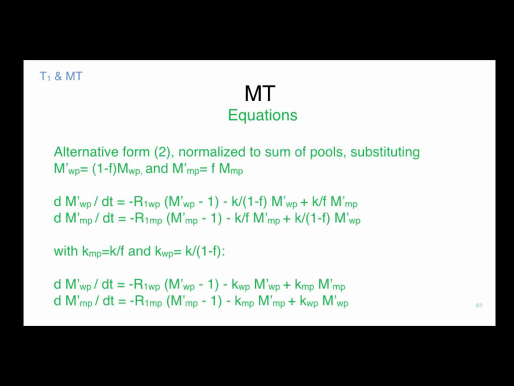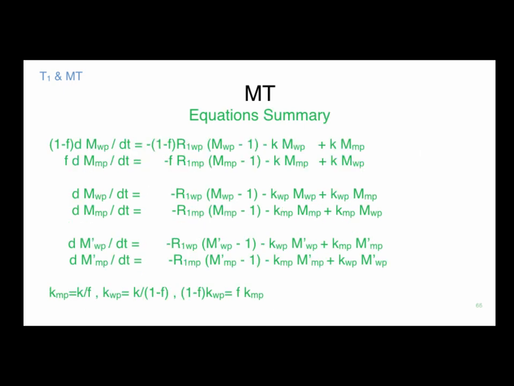As an alternative form, there's a different normalization possible, where instead of normalizing every pool to 1 on its own, you now normalize the total magnetization to 1. That means the water pool magnetization gets replaced by 1 over F times the first formulation, and the same for the macromolecular pool, and then we can do the substitution again. And without going into the details of the math, we'll just go to the result here, which is the bottom side of the equations.